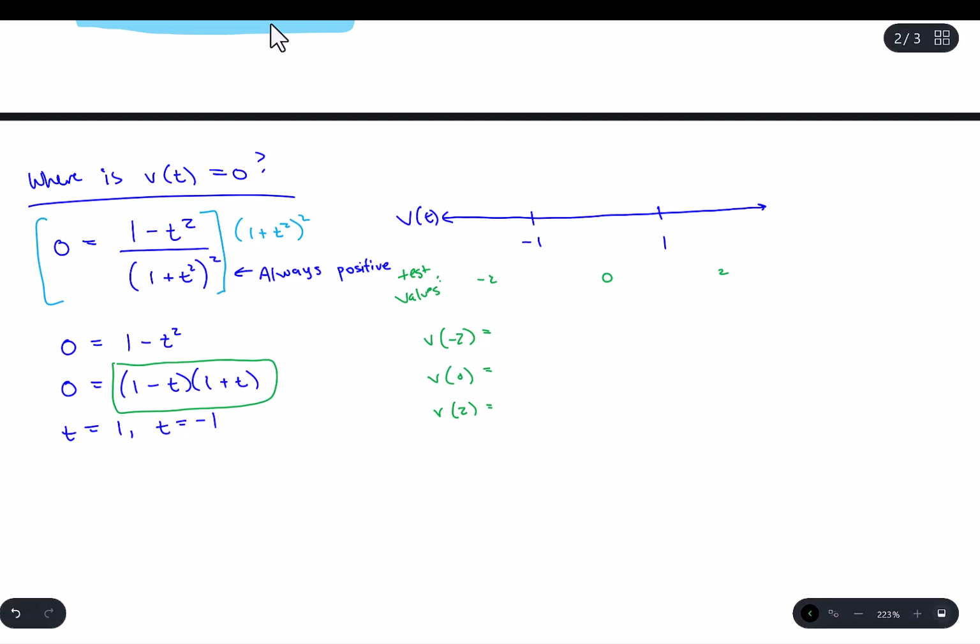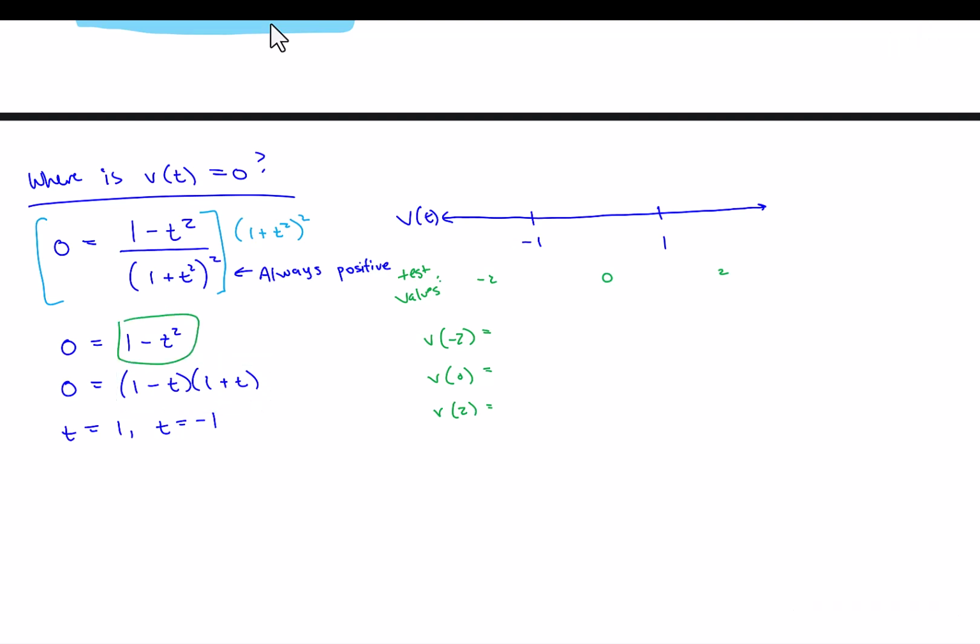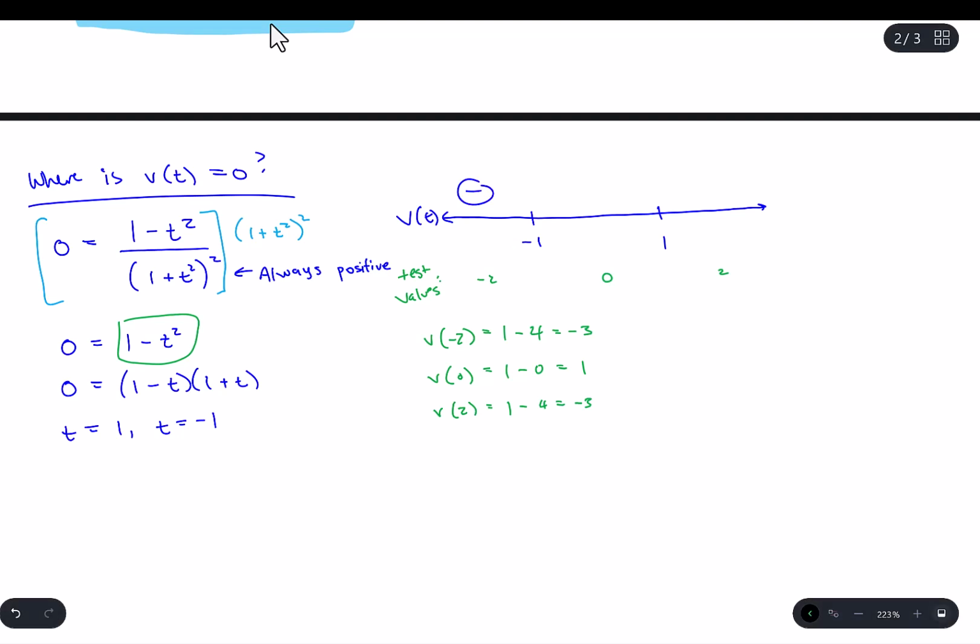So let's see. So this would be, well, you know what? It's probably easier even right here. So let's just do that. 1 minus, if I plug in -2 for t and then square it, that's going to be 4. So that's -3. If I plug in 0, it's 1 minus 0, which is 1. 1 minus, and then for 2, that's also going to be 4, so that's going to be -3 again. So on this interval, everything's negative, it's positive, and negative. Okay, so we know what's happening then with velocity.